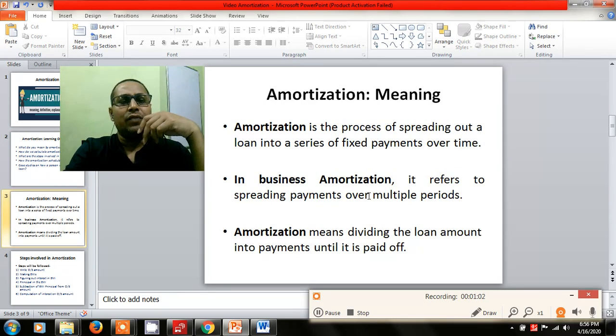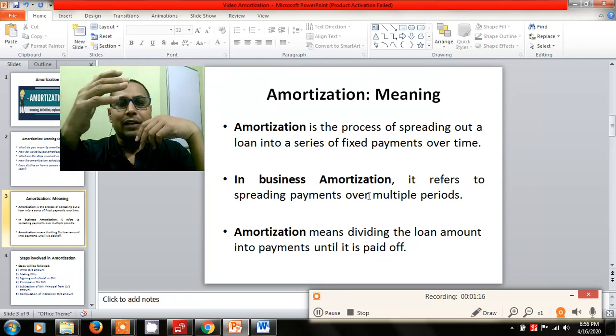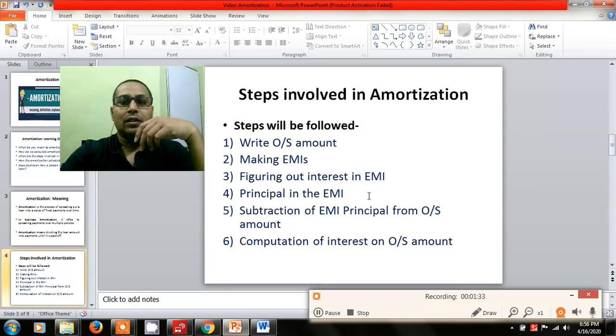The meaning of amortization, we can say it very clearly, is the process of spreading out a loan into a series of fixed payments over the time period for which the loan is taken. In business, it refers to spreading payments over multiple periods, dividing the loan amount into equal monthly installments or equal annual installments.